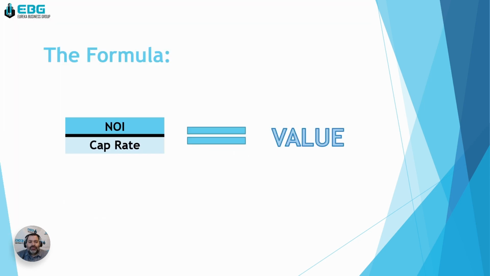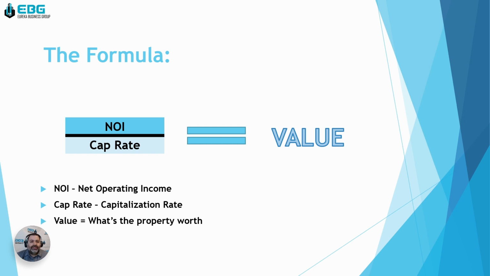We'll start with the formula. The formula is pretty basic. It's the same formula we use to evaluate every commercial real estate property. It's NOI divided by cap rate equals value. What does that mean? NOI is net operating income. Cap rate is capitalization rate. Don't worry, we're going to cover every single one of those in a second. And then value is what we think the property is worth at the end of the day.